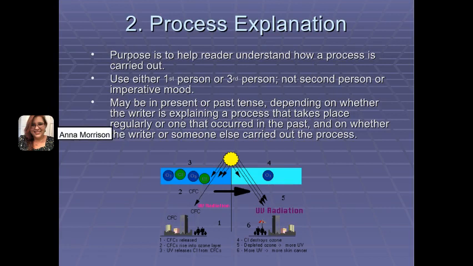With a process explanation, you're not telling someone how to do something as much as you're explaining how it happens. So you can use first person and explain how you did something, or third person to explain how something happens in general, but we would not use second person or imperative mood. It could be in present tense or past tense, but we should stay consistent depending on which tense is appropriate. Are we explaining a process that takes place regularly or one that only happened in the past? Or did I do it or did someone else do it?